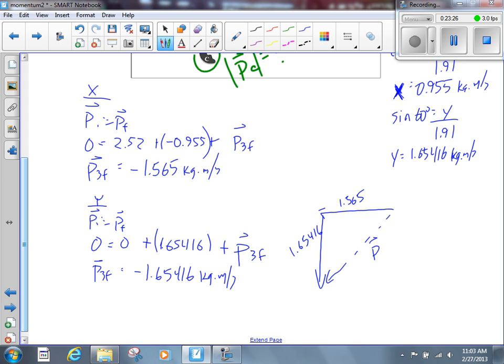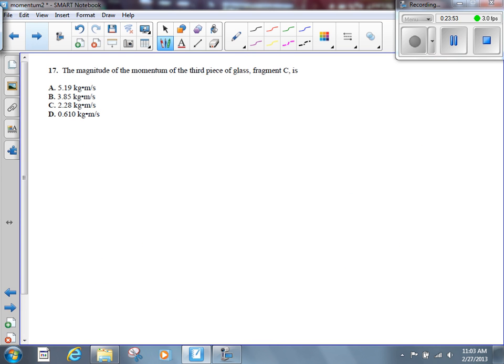What do we end up getting for P, by the way? 2 point... Shouldn't be 11. It's not 11. We're not going to take 1.5 and 1.6 and get 11 out of it. 2.27. This was multiple choice. Let's see if that's an option. We got 2.28, so there must have been a rounding issue there. But is that okay?